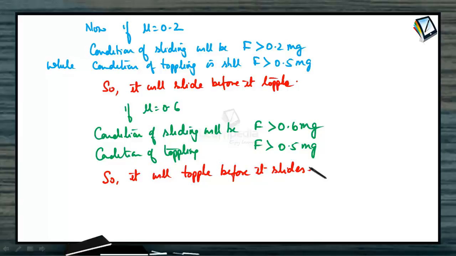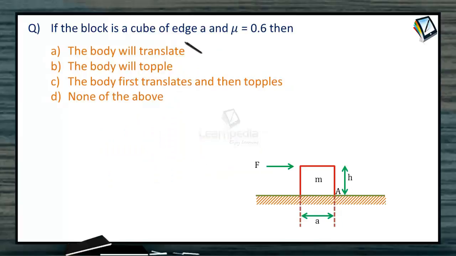So now let us look into the answers for the various questions we have seen. Third question: the block is a cube of edge A and mu is 0.6. Then the body will translate, the body will topple, the body first translates then topples, none of the above. So here it will topple before sliding. Therefore option B is correct. Option A, option C and option D are incorrect.